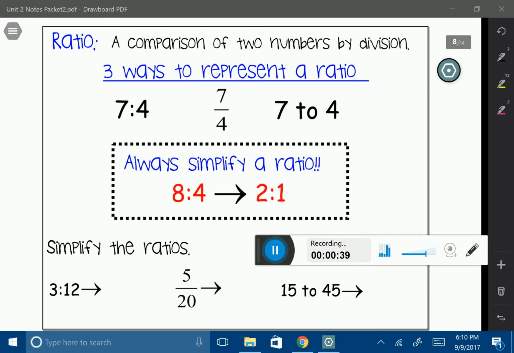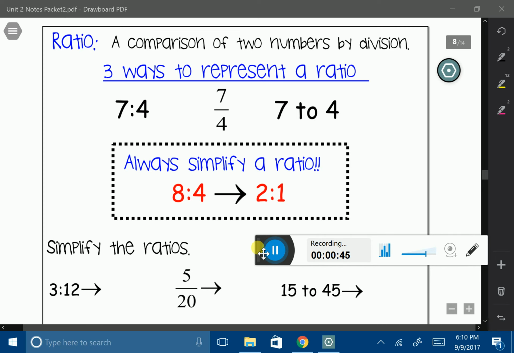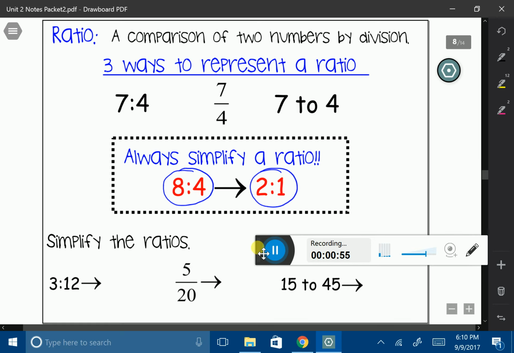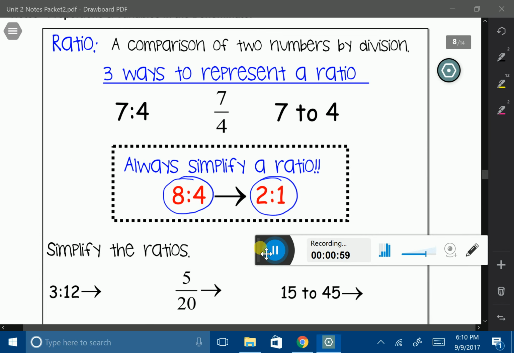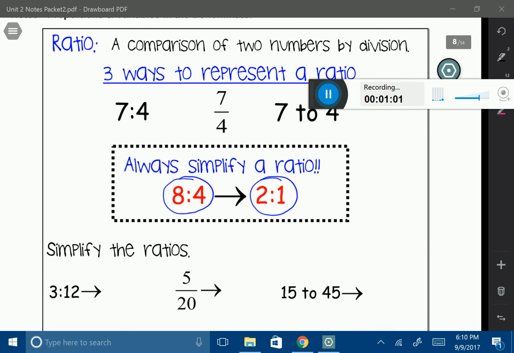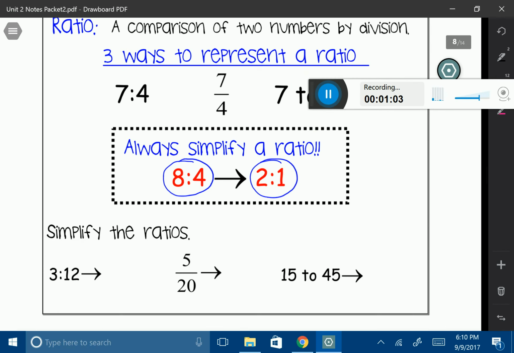A big thing to remember about ratios is that they always have to be simplified. For example, if you had the ratio 8 to 4, that would be an unsimplified ratio. You'd always want to simplify that down to 2 to 1. So looking at ratios in general, let's look at these three examples and simplify them.